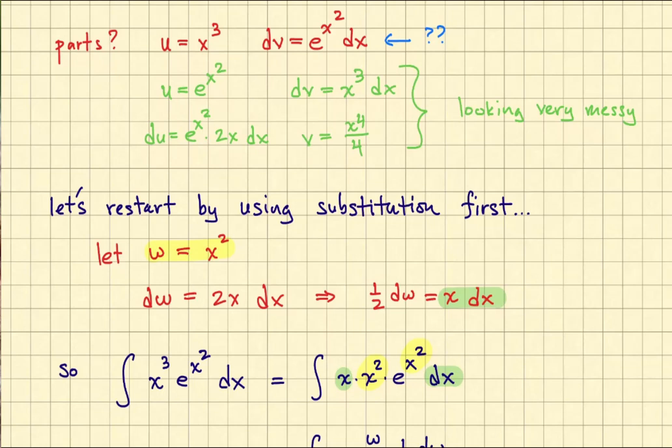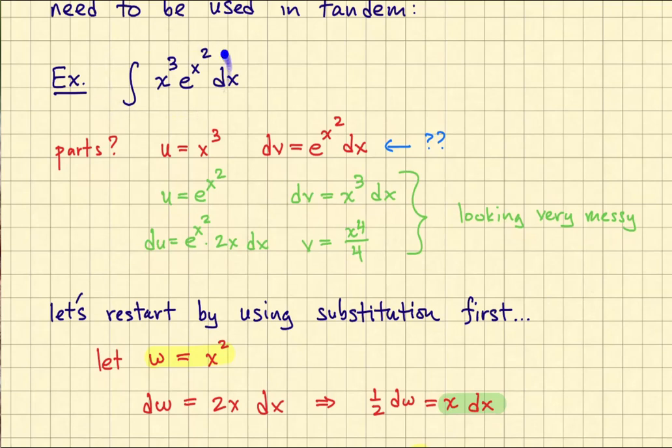Now I've already used the letters u and v, so I don't want to use those letters. How about I'll just go down the alphabet. I'll let w be x squared, so I'm looking at this integral. I'll let w be x squared, since it's the e to the x squared that was causing me some pause. Then dw dx would be 2x, so dw would be 2x dx.